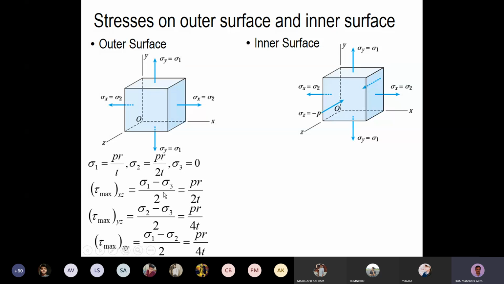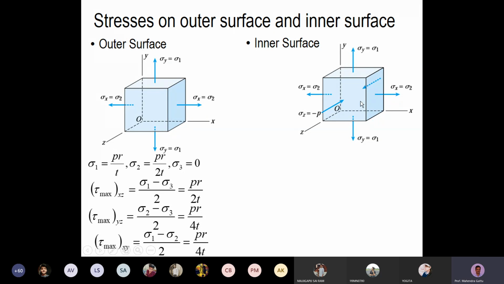So here the maximum shear stresses are again PR by 2T, and it is acting in the out of plane direction. Maybe it is acting along this plane. I'm just showing it with this cursor. So it will be this plane, the vertical diagonal plane. And the other vertical diagonal plane also will have the maximum shear stress. And the remaining two planes, like this inclined diagonal, will have PR by 4T.